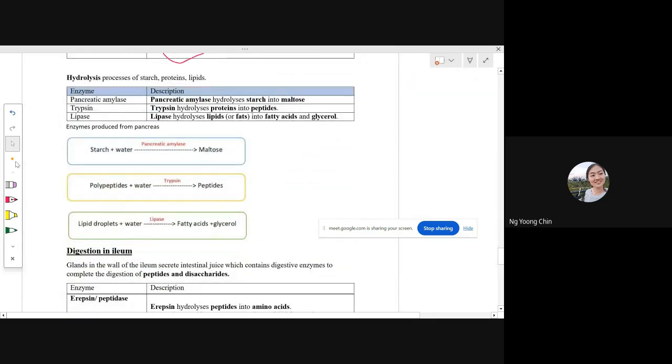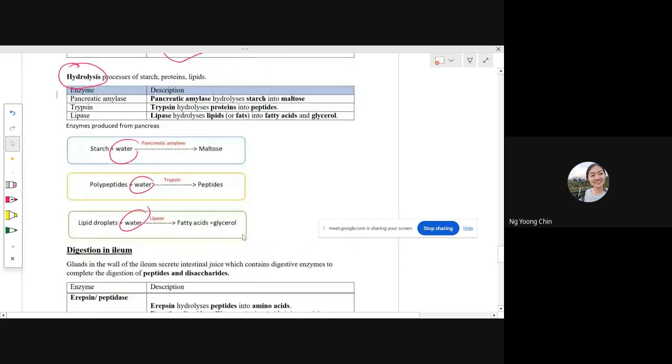Okay, please remember this equation, and please remember to add the water in front of the equation, the water. Those equations are known as hydrolysis, which involves water to split the large insoluble molecule into soluble small molecules. And then I will talk about the ileum.